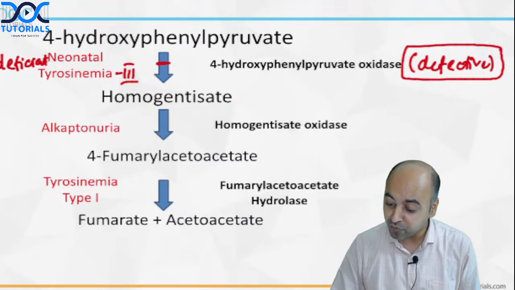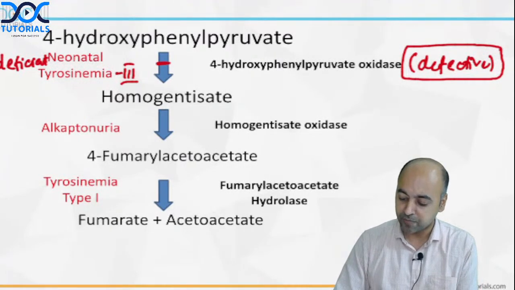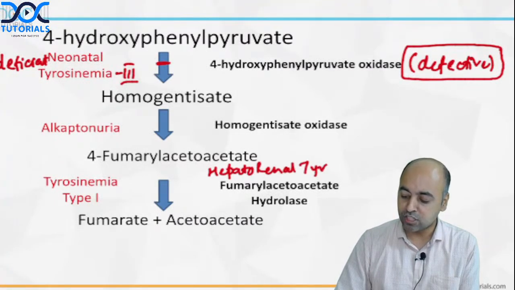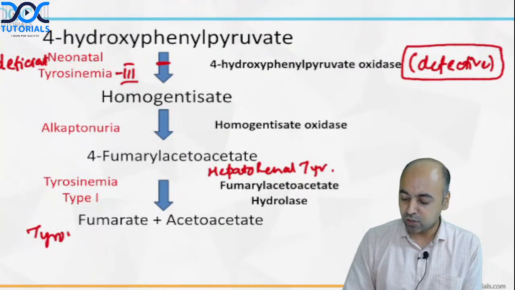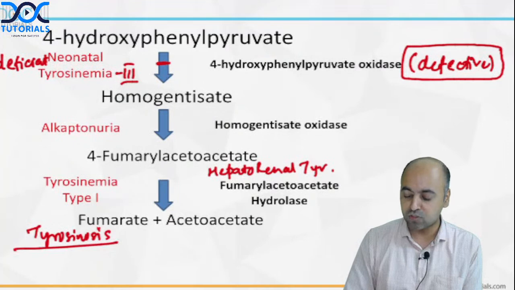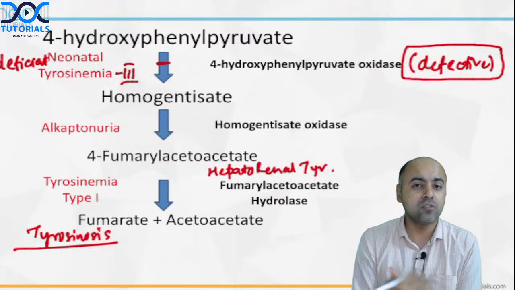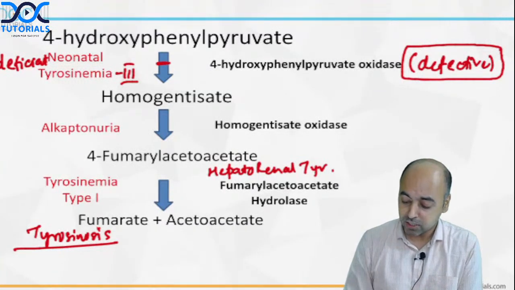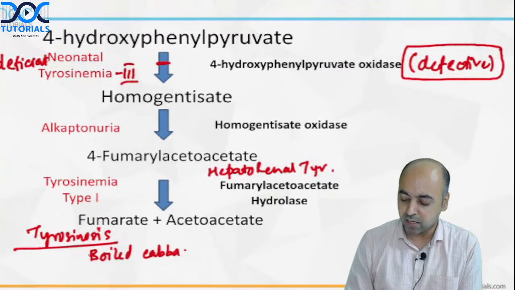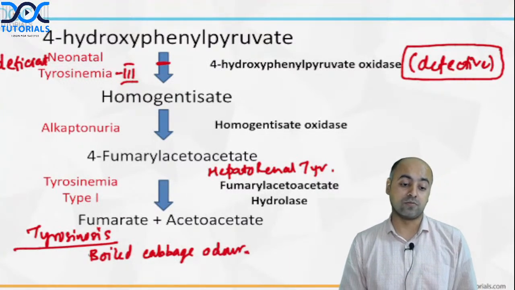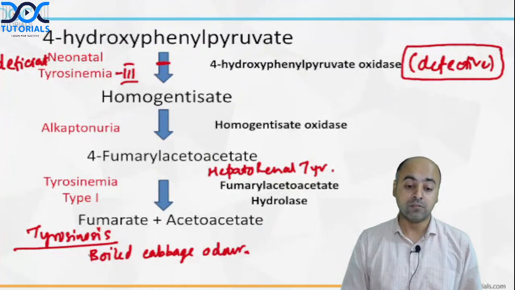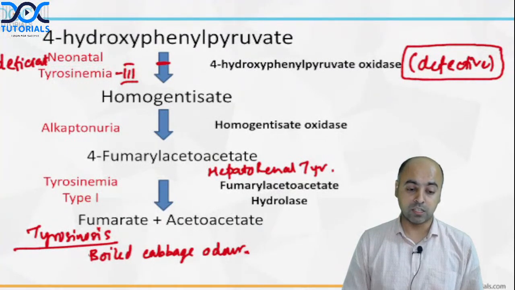One of your friends, Mr. Fayaz, has mentioned this is the hepatorenal tyrosinemia. This is also known as tyrosinosis. So if you see tyrosinosis, don't get confused. Tyrosinosis is the same as tyrosinemia type 1. And here we will have significant mental retardation. In addition, you find a boiled cabbage odor in the urine of these patients.